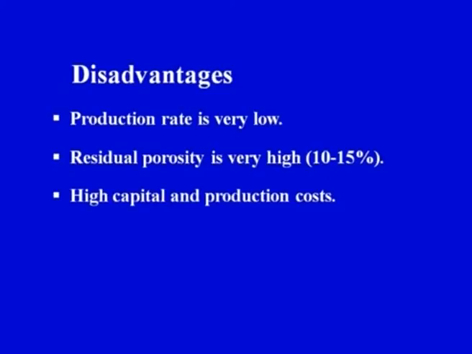Residual porosity is high. So 10 to 15% porosity is usually noted in ceramic matrix composites produced by this method. Then the capital and the production costs are also high. So these are some of the disadvantages related to the CVI process. But apart from these disadvantages, we still apply this particular process for processing of ceramic matrix composites.